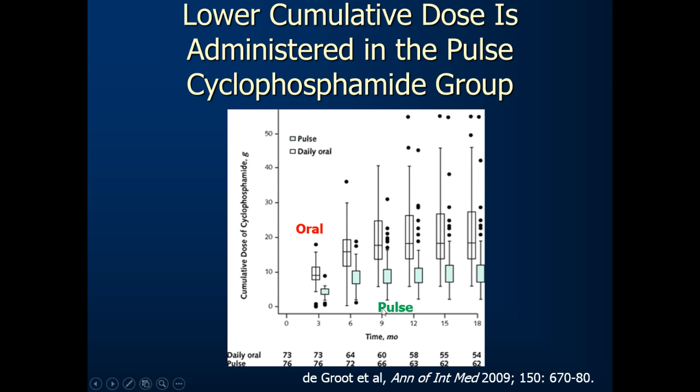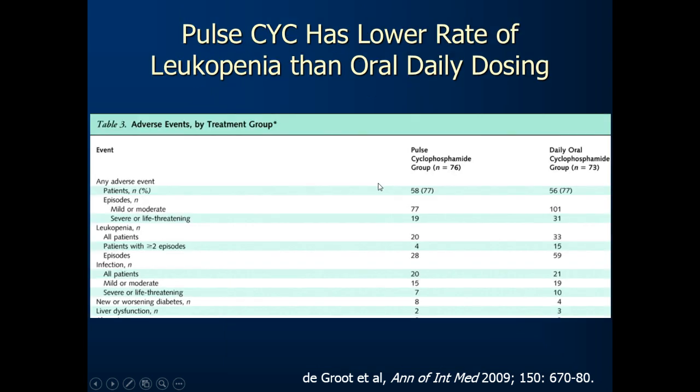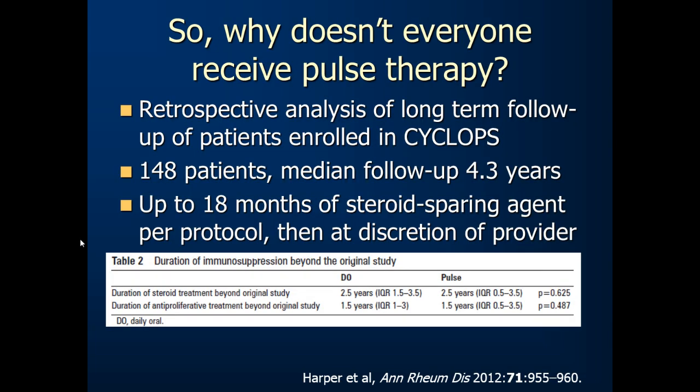The patients receiving pulse dose cyclophosphamide received lower total amounts of cyclophosphamide than the oral daily group, and also had a lower rate of leukopenia. Okay, so this is starting to sound like, geez, it's a good argument to give IV, to give pulse cyclophosphamide. So why doesn't everybody go on pulse therapy?